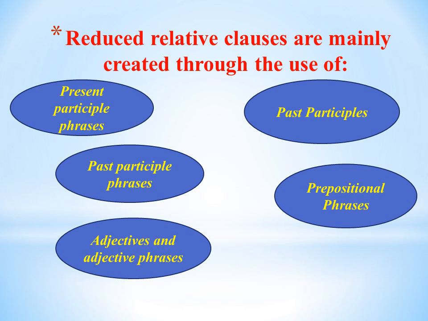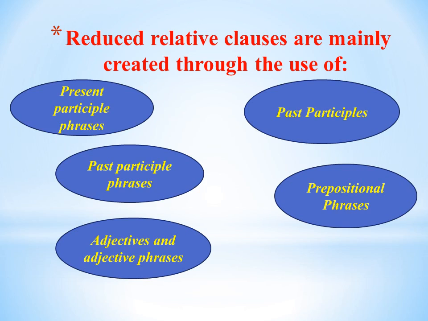Reducing the prepositional phrase. Remove the relative pronoun. Secondly, remove the verb be and place the prepositional phrase after the modified noun. Examples. The box which was on the table was made in Italy. Reduced. The box on the table was made in Italy.